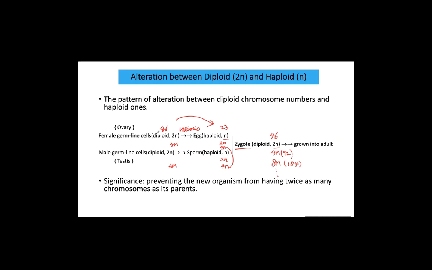Once chromosome number is reduced in half, the next generation or the following generation of humans continually has 46 chromosomes in every cell, but only for reproduction, the chromosome number is reduced in half because you need to receive half of the chromosomes from mother and the other half from father.